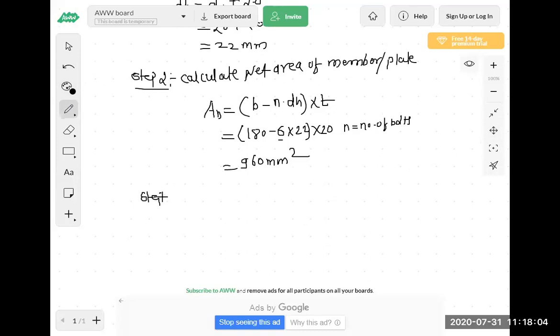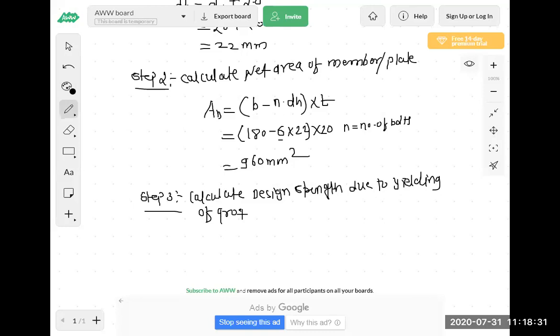So next, step number 3. What is step number 3? Calculate design strength due to yielding of cross section. So step number 3 is calculate design strength due to yielding of cross section.